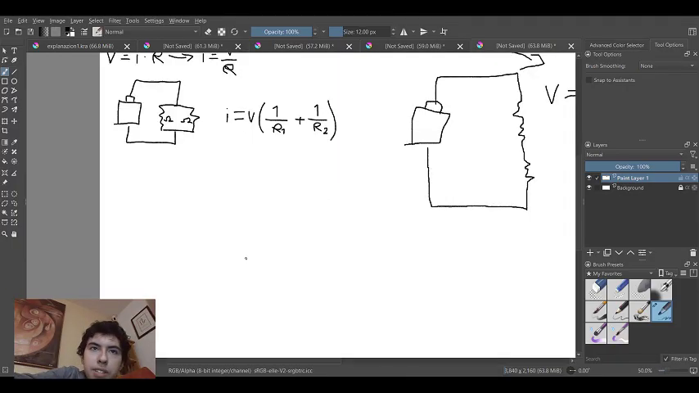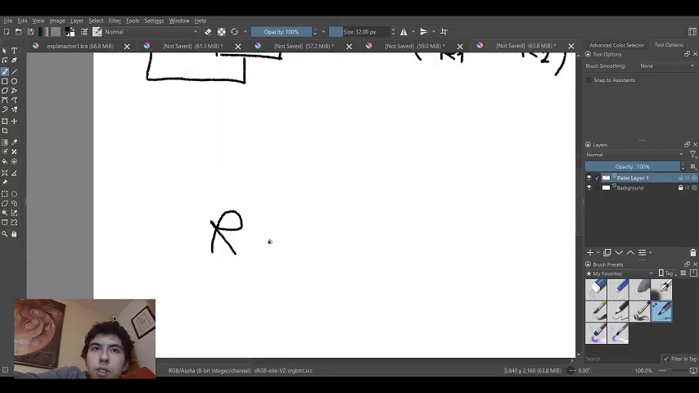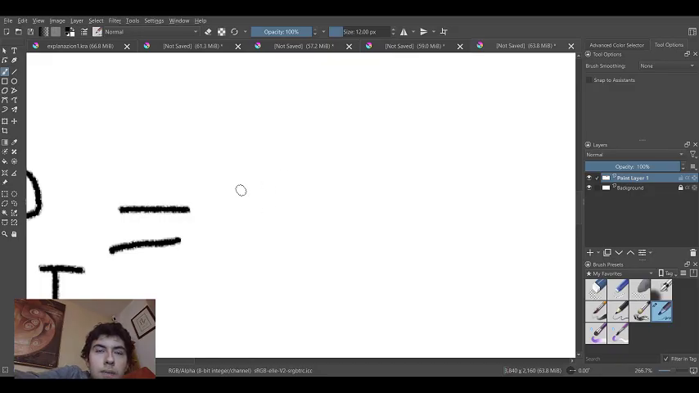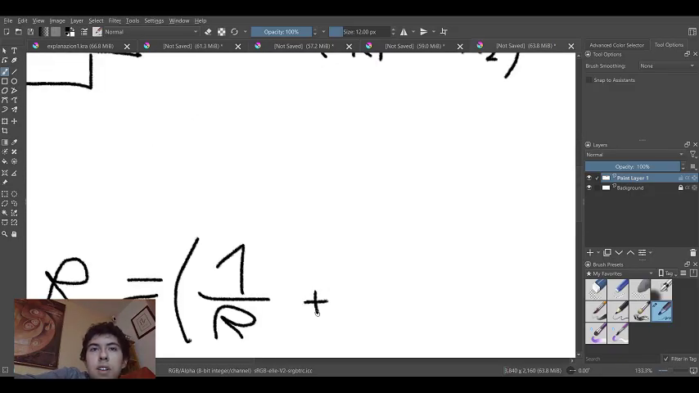I forgot to mention. So essentially here, the total resistance is going to be equal to this. It's the inverse of the sum of the inverses of the resistances.